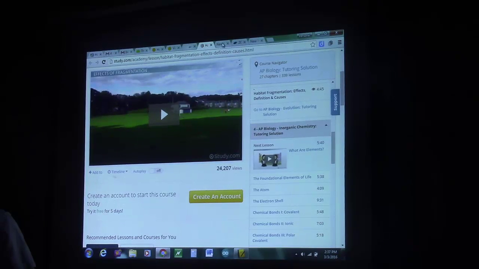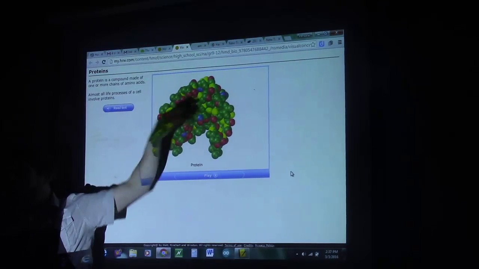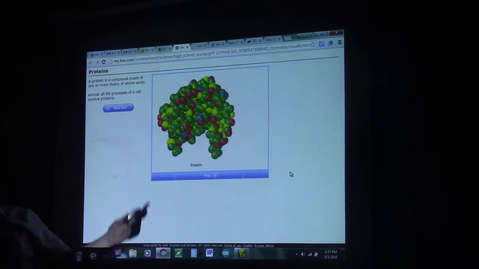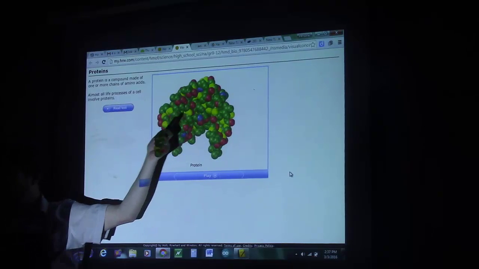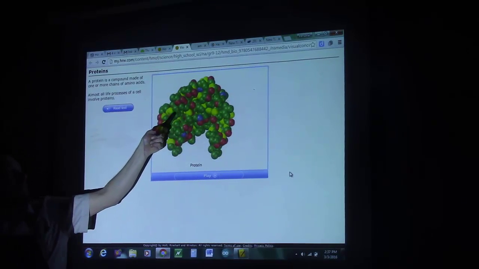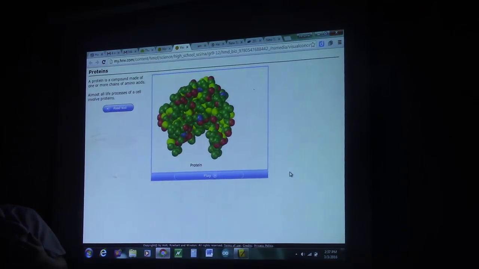Oops, wrong one. Oh, here it is. Okay. So the very last thing I want to show you is this is your average protein here. And notice this is what I mean by globs with jobs, because each of these spheres is a different amino acid. This protein has probably hundreds of amino acids.